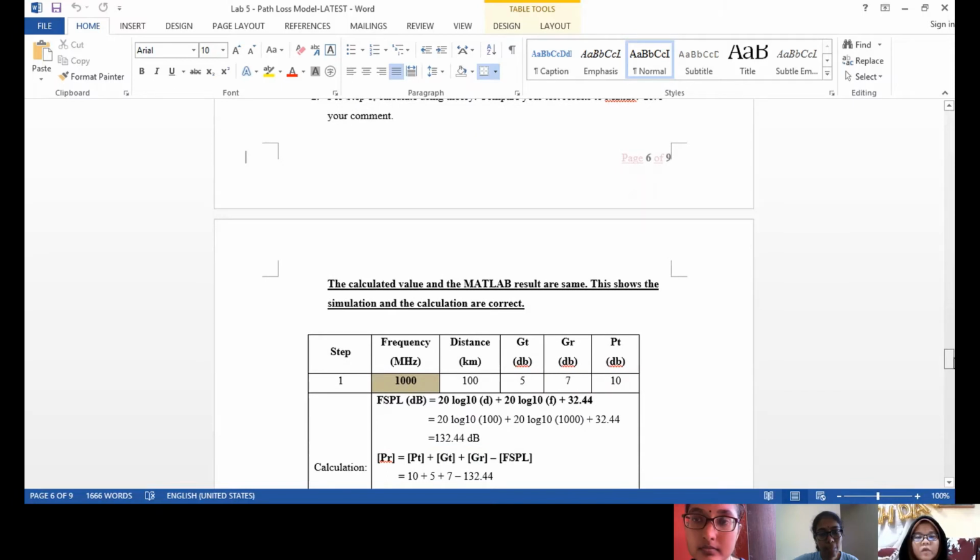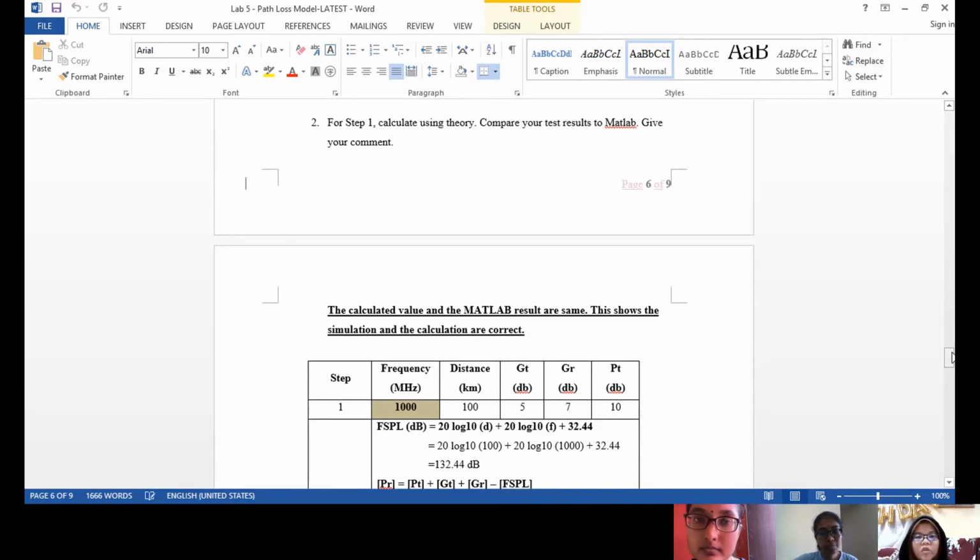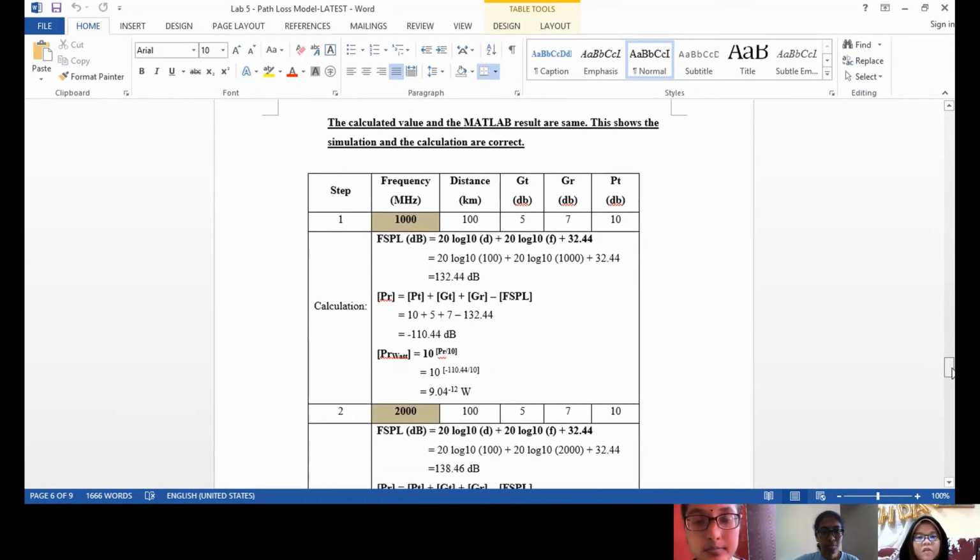Okay, next is for question number 2. We need to show the calculation theory to compare the result from MATLAB software. As you can see, there's the calculation for free space path loss in dB. The equation is 20 log10 d, where d is distance, plus 20 log10 f for the frequency, plus 32.44. And the answer is 132.44 dB, same as the result that we got.